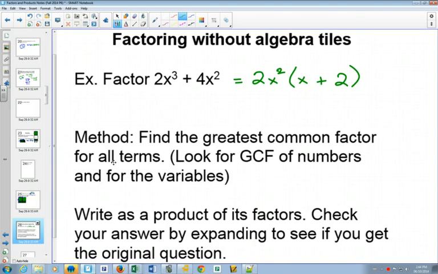Always when we're done, we do a quick check. If I multiply this by this and this by this, in other words, if I distribute, what do I get? Do I get what I started with? Then I know that I factored it completely.